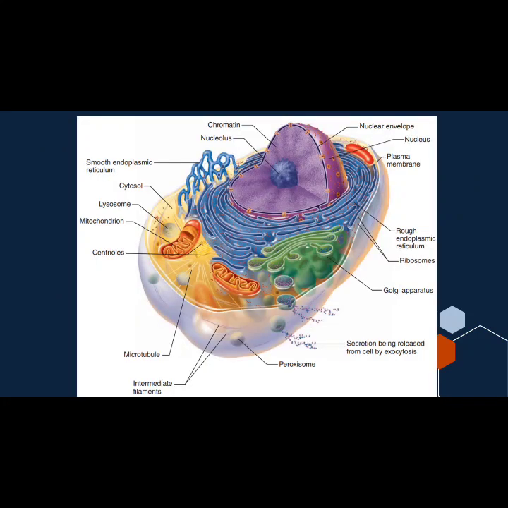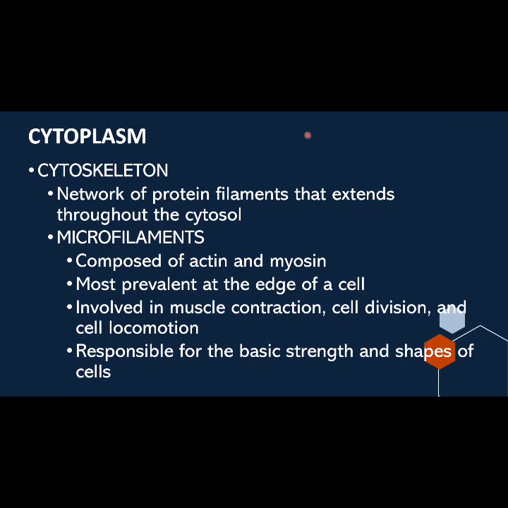Here you have an illustration of your cell, depicting your different cellular structures and your cytoplasmic organelles. You have your mitochondria, your ribosomes, your Golgi bodies, your endoplasmic reticulum, rough and smooth, your nucleus, and the rest of your cellular structures. In your cytoplasm, you have your cytoskeleton.